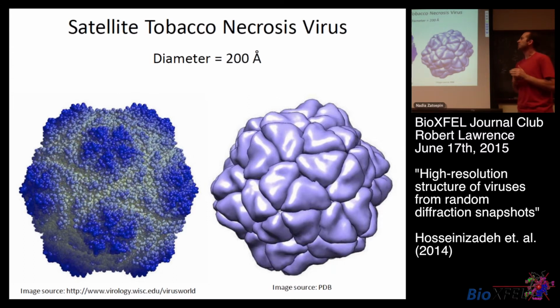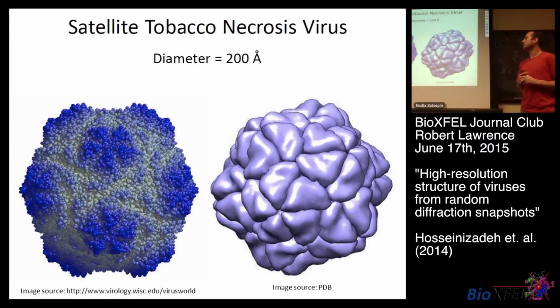So this is one of the viruses that they used to do this with, the satellite tobacco necrosis virus that I mentioned earlier. It's about 20 nanometers in diameter, or 200 angstroms if you're a crystallographer, and it's about as small as viruses get. You really don't see them much smaller than this.